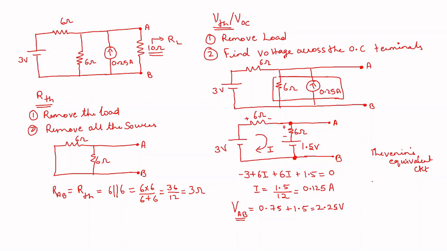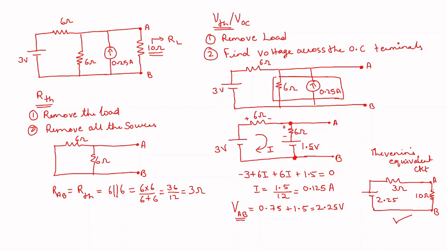So VTH is 2.25 volt in series with 3 ohms. RTH is 3 ohms. And now you can bring in the load. So initially the load was removed in both cases, in the RTH case as well as in the VOC case. Now the removed load can be brought in, 10 ohms. So this is my Thevenin's equivalent circuit.